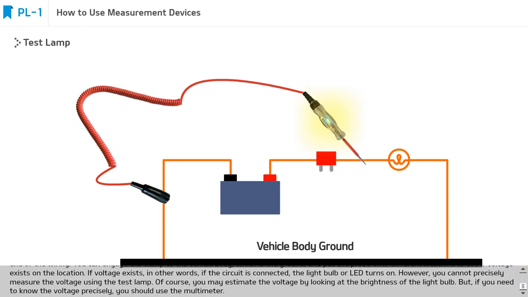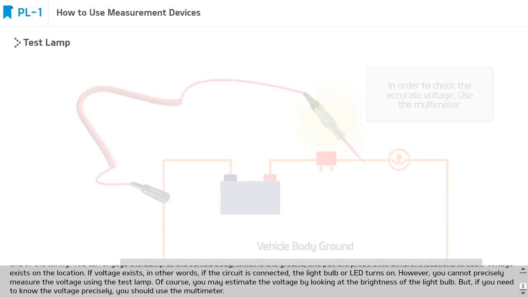However, you cannot precisely measure the voltage using the test lamp. Of course, you may estimate the voltage by looking at the brightness of the light bulb. But if you need to know the voltage precisely, you should use the multimeter.